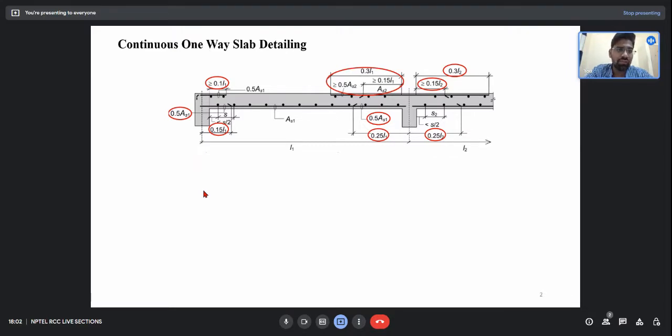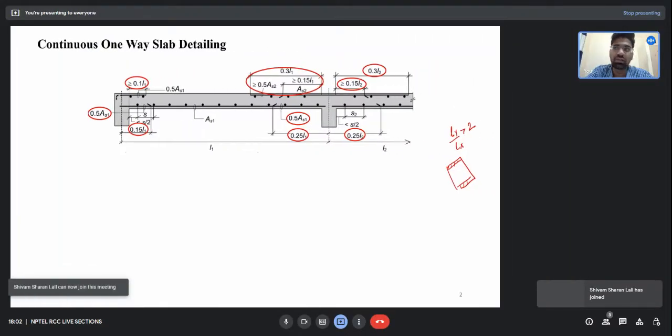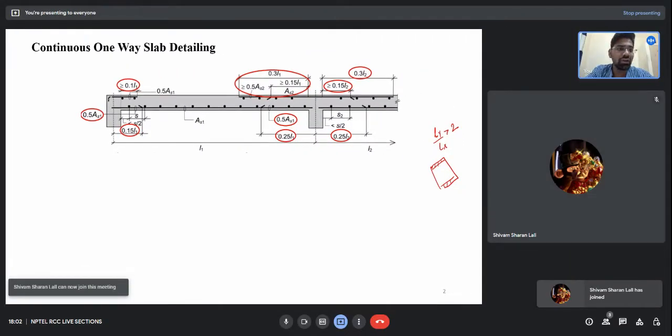So what was a one-way slab? A one-way slab was nothing but a slab whose Ly by Lx ratio is greater than 2, or if it is supported on only two of its opposite sides. So if a slab is supported only on two of its sides, then we say that it is a one-way slab, irrespective of what the Ly by Lx ratio is. So in this way, we classify the one-way slab.